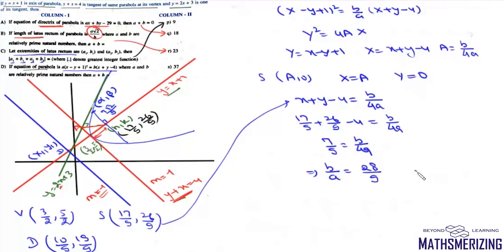Now in this case, what is the value of a plus b? The value of a plus b will be 28 plus 9, which is 37. So that means D is mapped to S. So this is how we solve such questions.